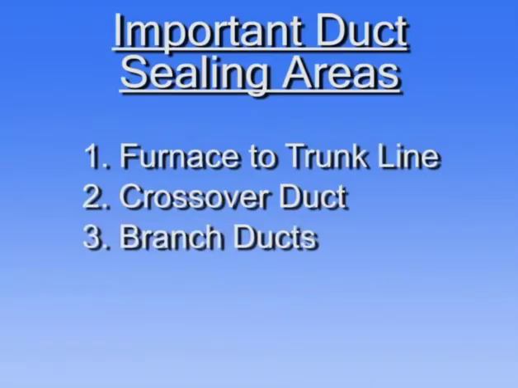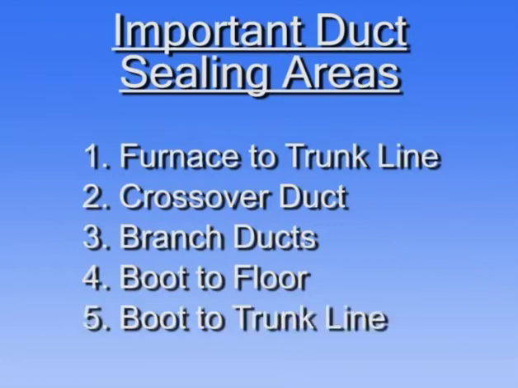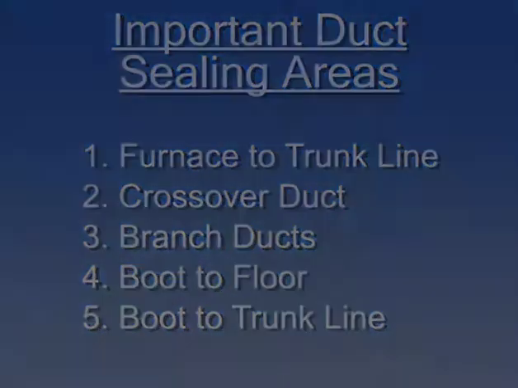The number 3 area to focus on is the branch ducts. Anytime there's a duct coming off the main trunk line, the connection there is important to seal. The number 4 and 5 are the boot to floor connection and the boot to trunk line connection. These leak also. The materials installers use to seal ducts are duct mastic and 2-part foam.